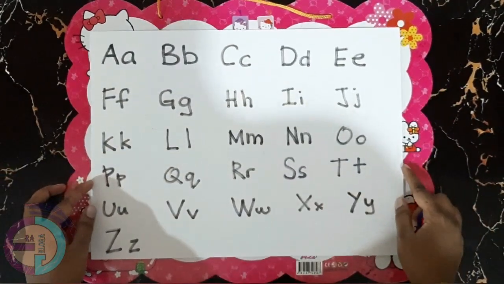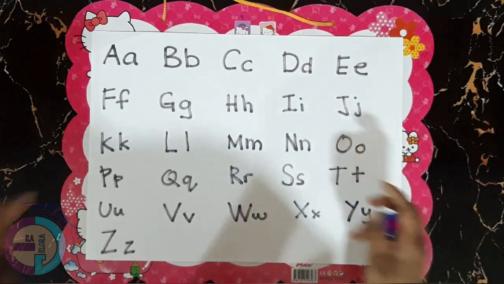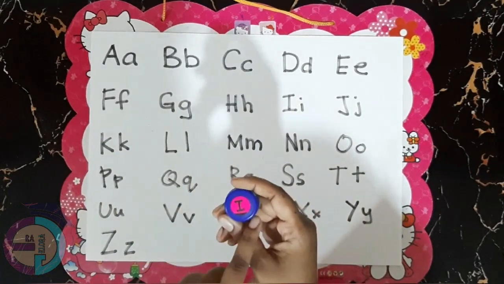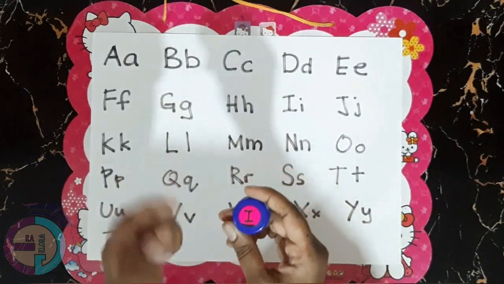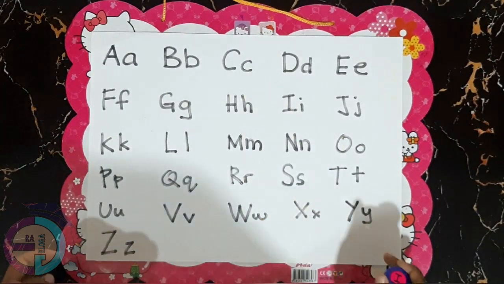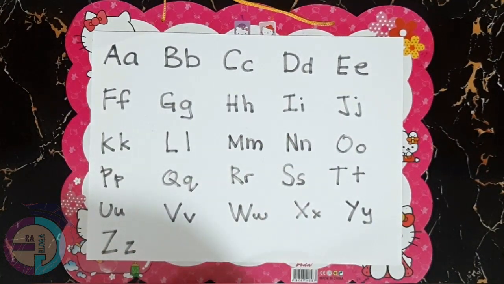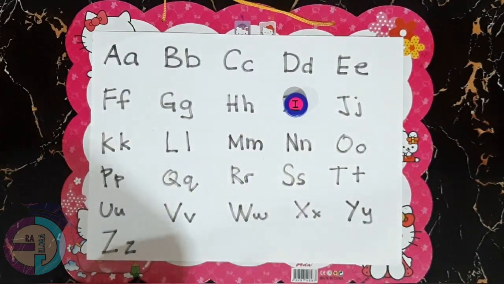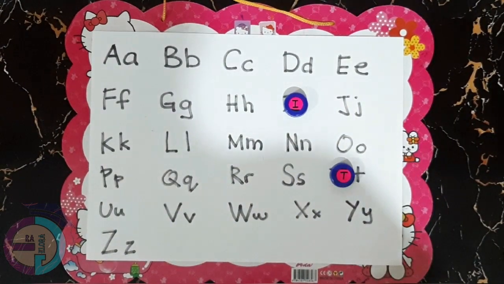For toddlers below 4 years old, we can reduce the amount of alphabets on the paper. We just have a few of them, and then we can have the bottle caps with the big alphabet and the small alphabet, and ask them to place them on the alphabets on the paper. So we can ask them, which makes the sound E? E, E. Then they can place it. Then which makes the sound T? T, T. So they can place the T.